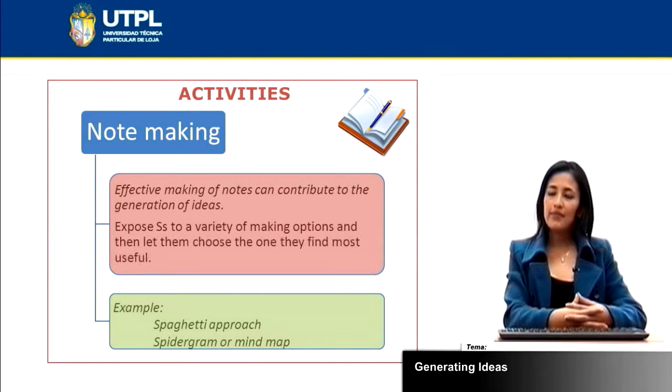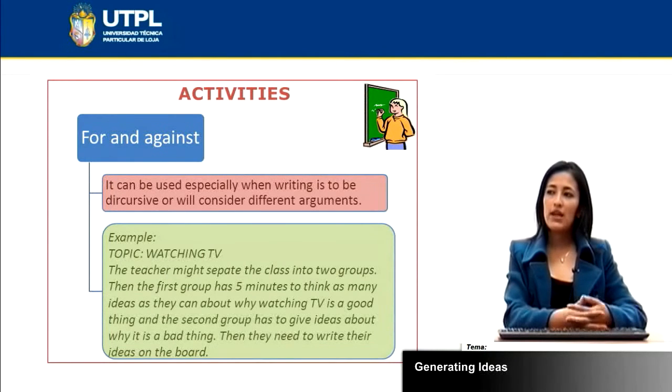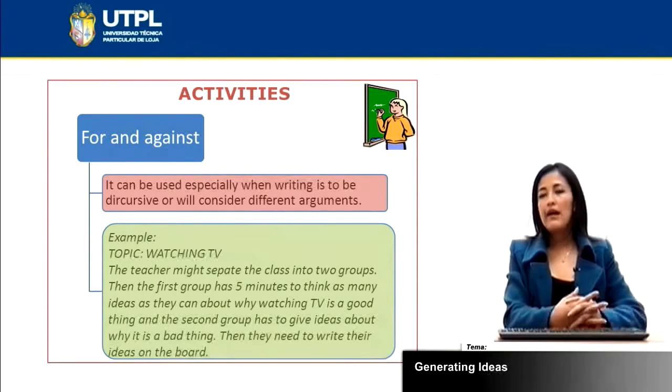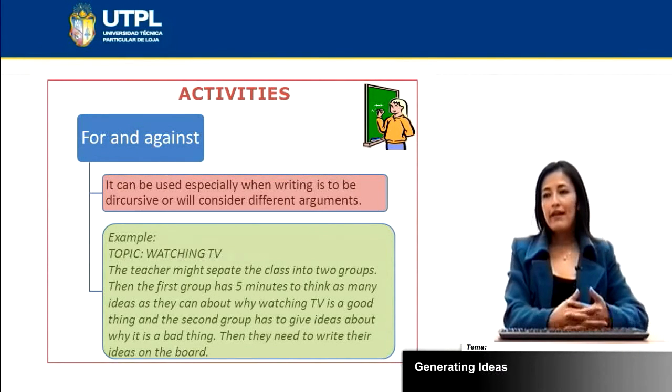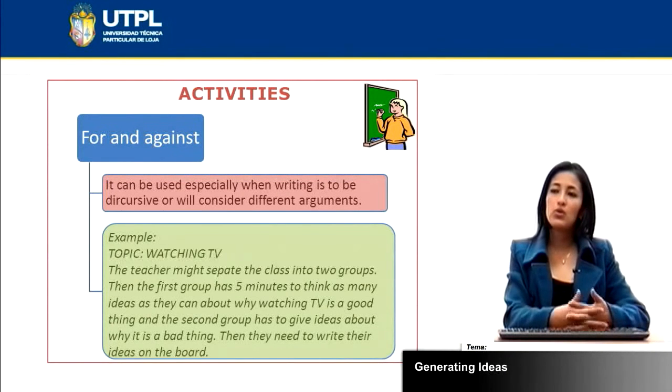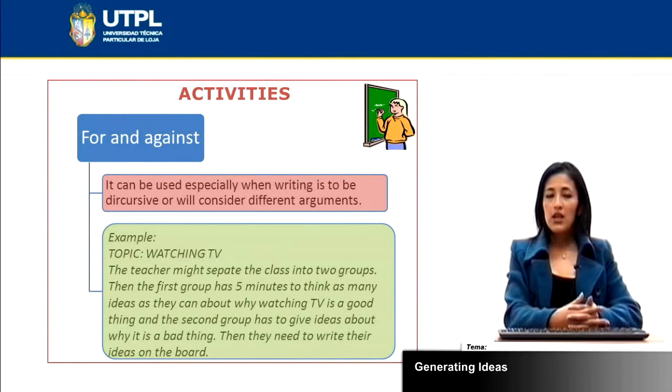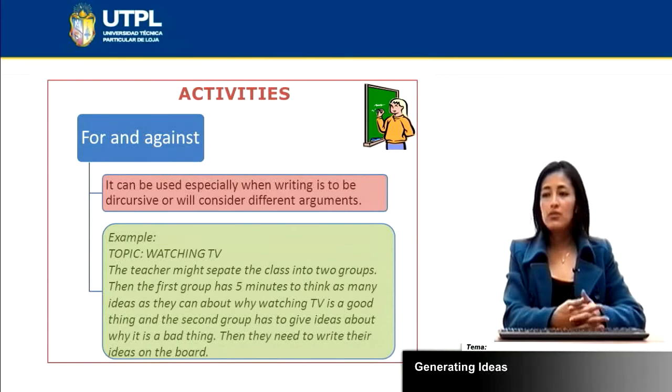For and against is very useful, especially when writing is to be discursive or will consider different arguments. For example, we are going to write on the board the topic watching TV. Then the teacher must separate the class into 2 groups, and the teacher is going to give the first group 5 minutes to think about as many ideas as they can about why watching TV is a good thing. And the second group, the teacher is going to ask them to write about why watching TV is a bad thing.